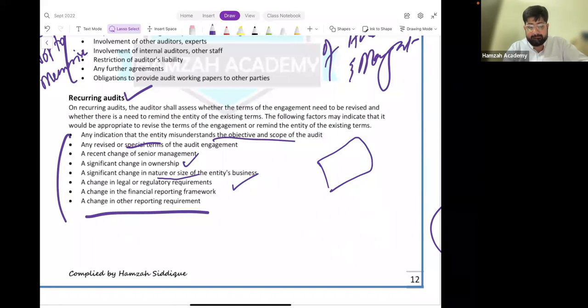Now, students, is it clear so far? Any question? No question.